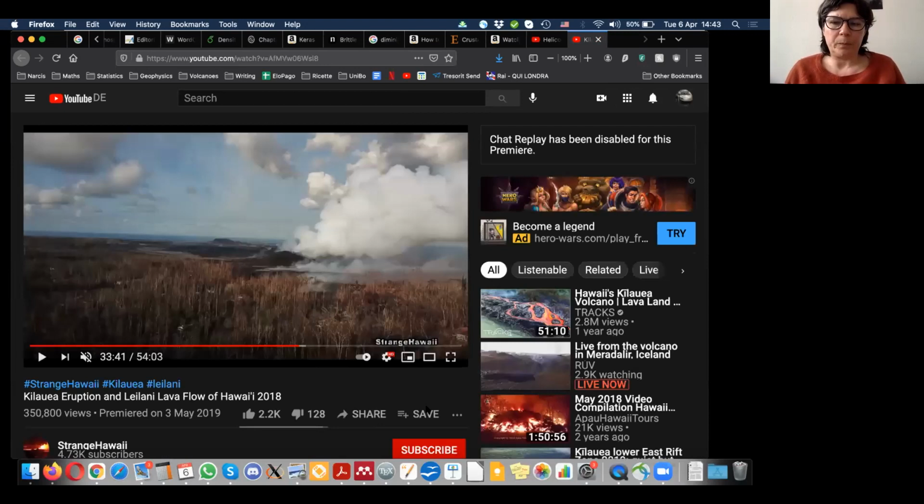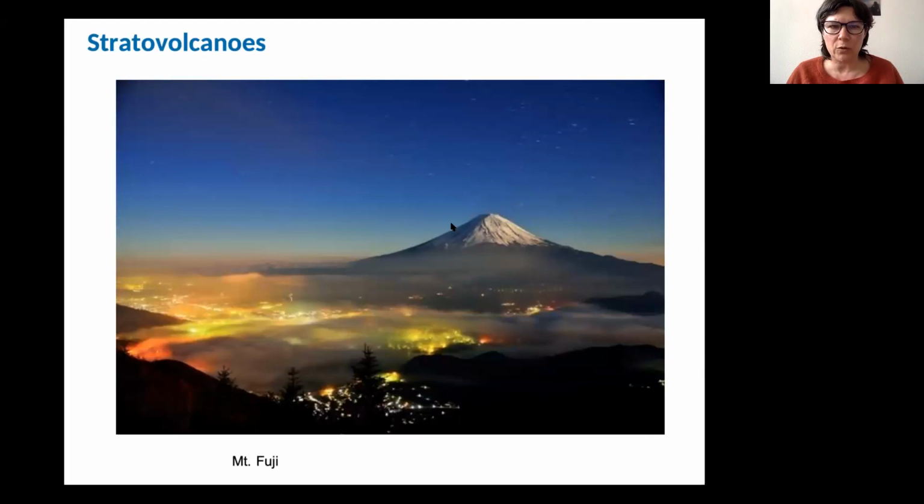We have the shape of a stratovolcano. It's called a stratovolcano because the edifice is built out of many, many eruptions that can be partially effusive, partially mildly explosive or explosive. And this is Mount Fuji, beautiful Mount Fuji in Japan.